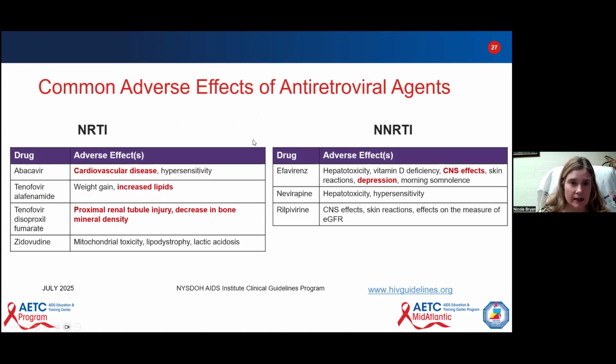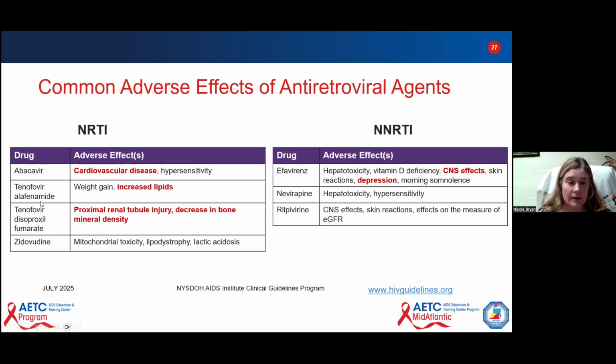So how do we look at that? What are some of the common adverse effects? This is looking at the NRTIs, and specifically TDF is known to cause renal tubule injury, particularly over long periods of time, and also decrease in bone mineral density. Most patients who were diagnosed probably 10 years or more ago were at some point on a TDF-based regimen. So this is one of the things that we monitor in those individuals long term. We do worry about kidney issues in patients who are on TDF specifically, as well as bone density loss.